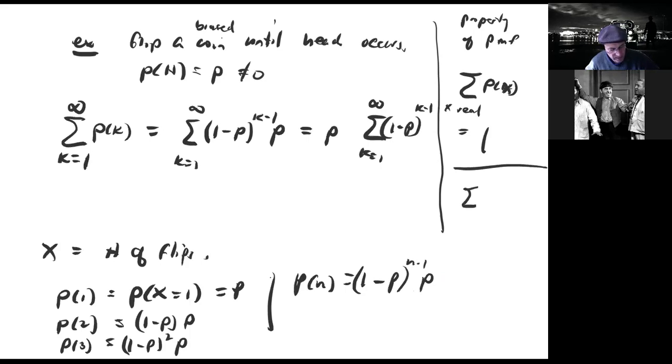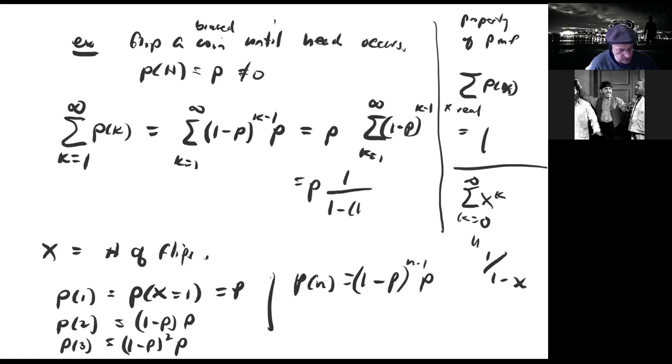The summation x to the k, k goes from 1 to infinity. Well, k goes from 1 here to infinity, but it's a k minus 1 in the exponent. That's the same as the summation x to the k, k goes from 0 to infinity, which is 1 over 1 minus x. It's a geometric series, which you learned in Calc 2. So this sum is going to be equal to P times 1 over 1 minus (1 minus P).